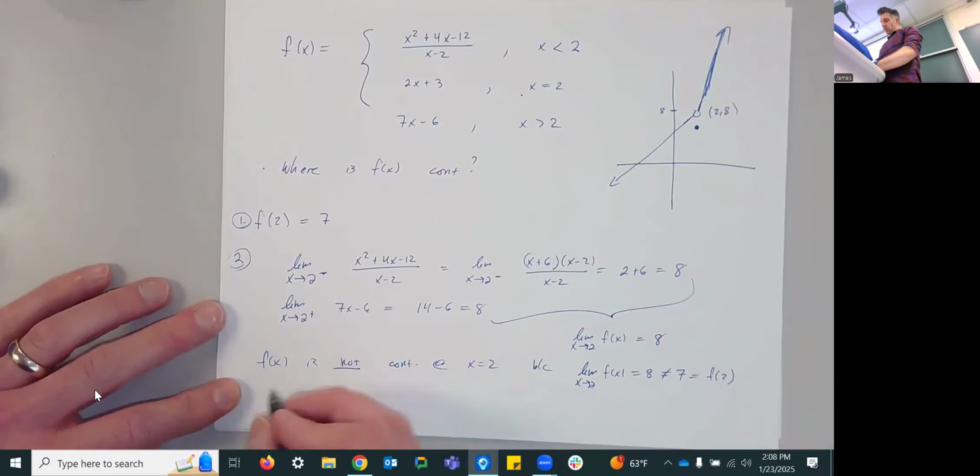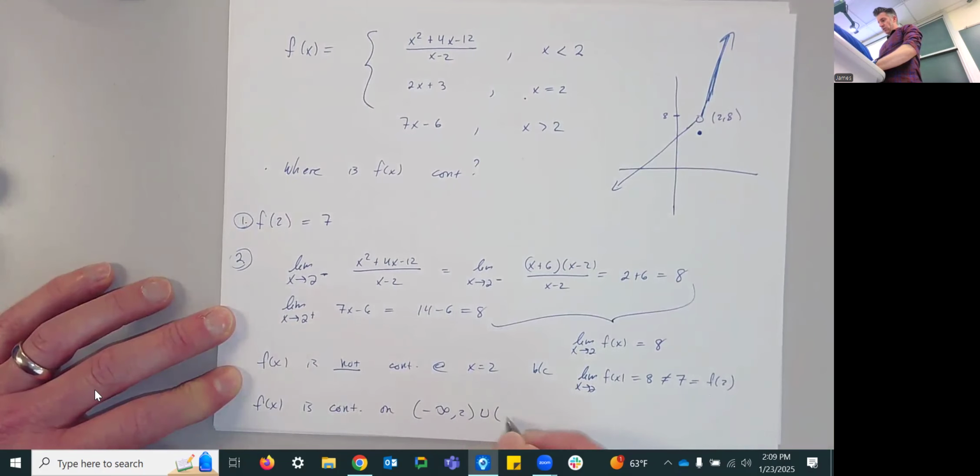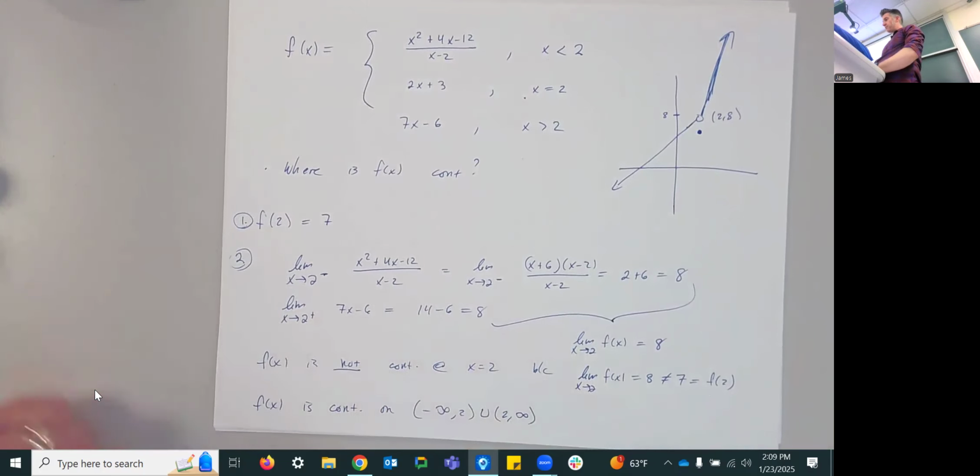And then we could say more generally, f of x is continuous everywhere except for 2, on the interval from negative infinity to 2, exclusive, union 2 exclusive to infinity.